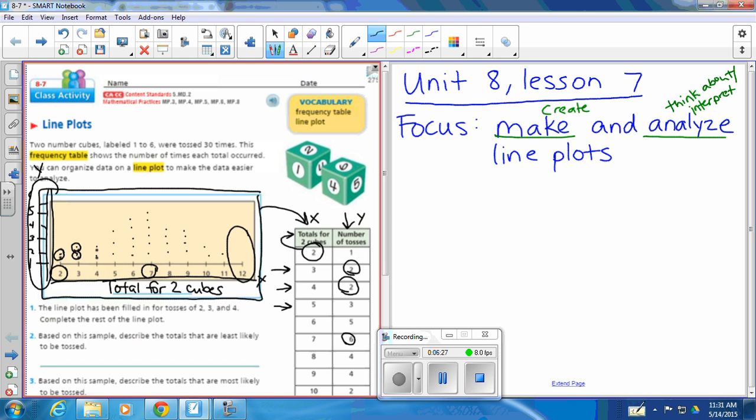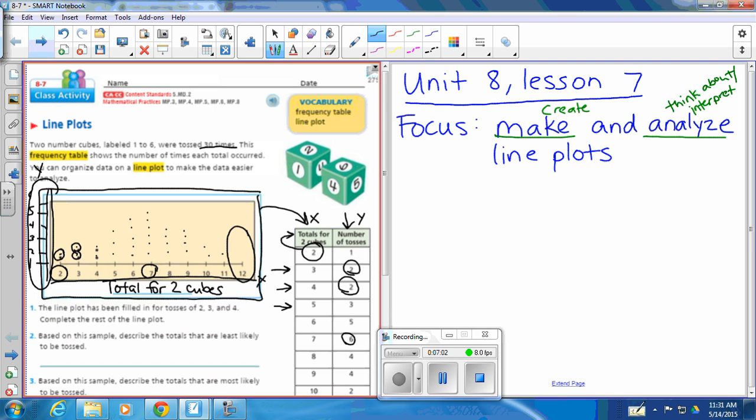Jess? Yeah, that total never came up, right? What's the only thing that could equal 12 on 2 dice? 6 and 6, right? That was never rolled in these 30 times that these dice were rolled. That never came up. Okay? So that's why there aren't any dots over there. It represents that that never showed up. Okay? All right, so that was making and analyzing a line plot.